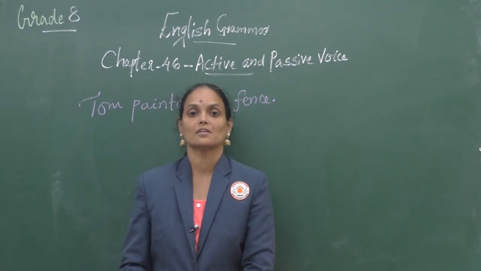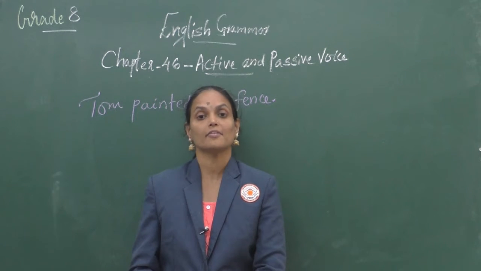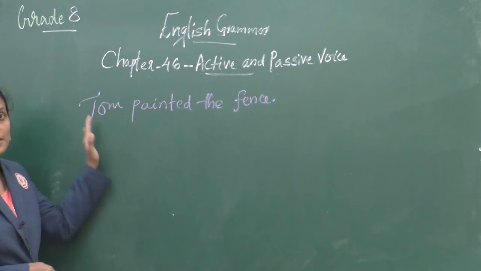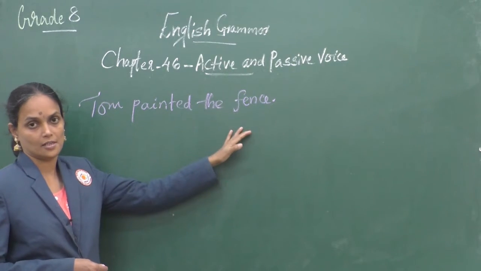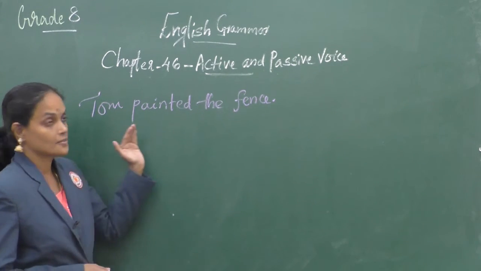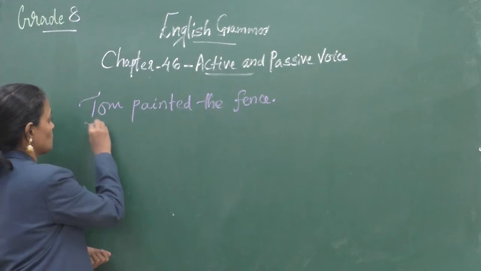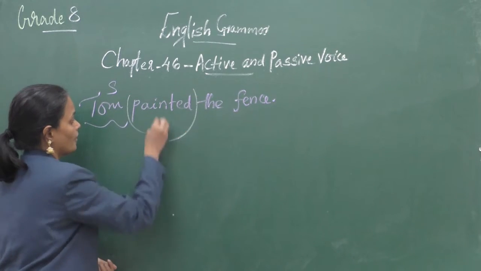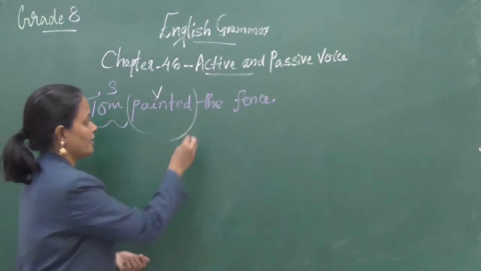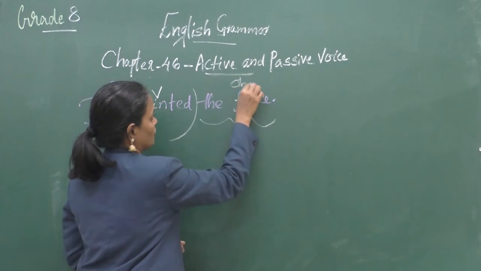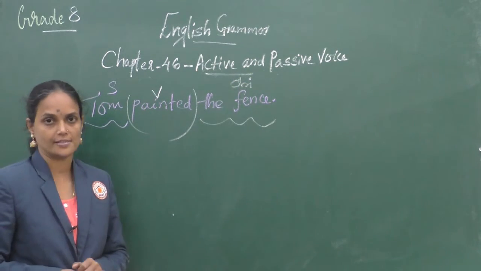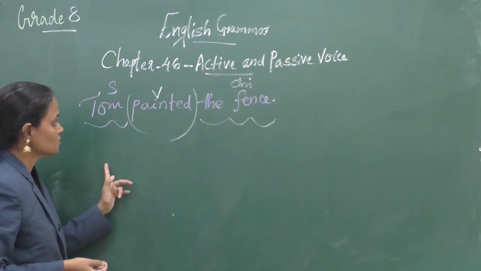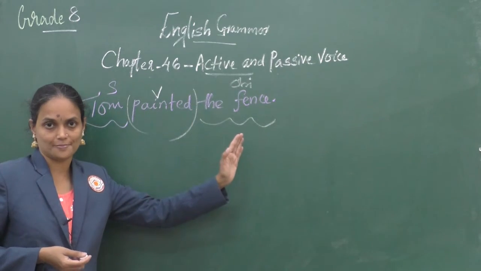Today's topic is Chapter 46, Active and Passive Voice. Look at the board, all of you. Tom painted the fence. Which is the subject here? The subject is Tom. And the main verb is painted, right? And the object is fence, right? In this sentence, we have three components: subject, verb, and object.